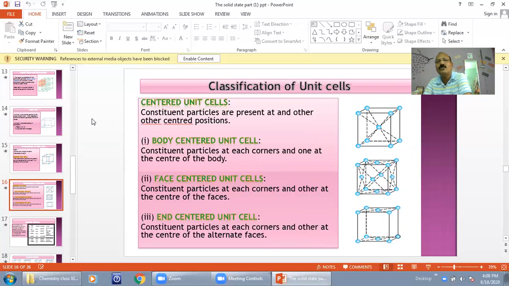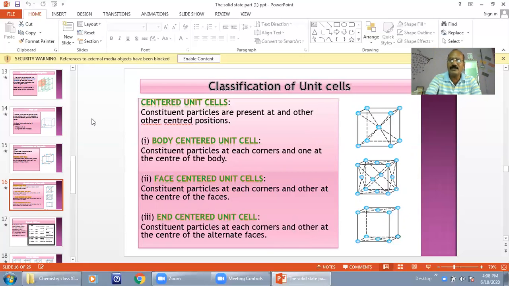Secondly, face centered unit cell. Already I told you that there are 6 faces. So 8 corners, 8 points are there. 8 into 1 by 8, that is equal to 1. Then there are the points which are present at the 6 faces.